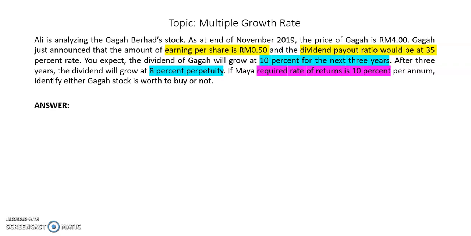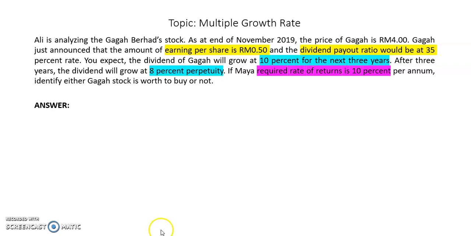Okay, first thing first, we need to read the question carefully and identify which formula or which model you're going to use. In this example, the question is related to multiple growth rate. How do we identify whether the question requires you to use a multiple growth rate or not? Let us see what type of information is provided by the question.